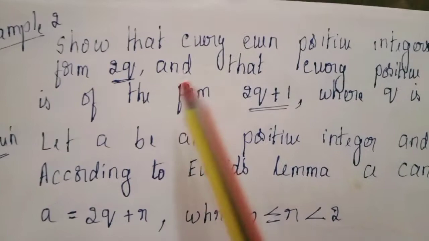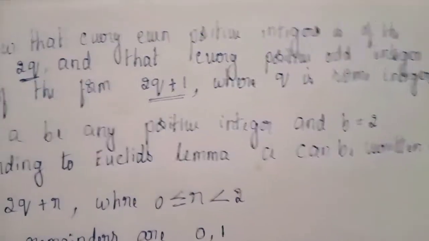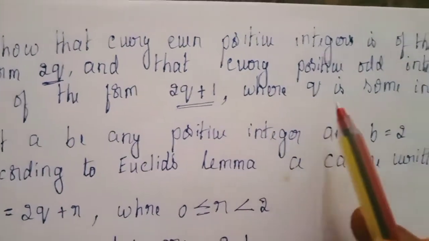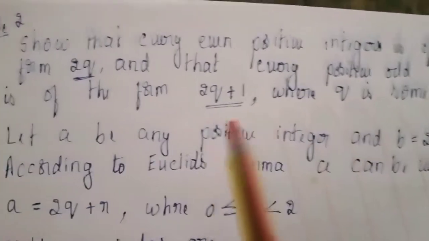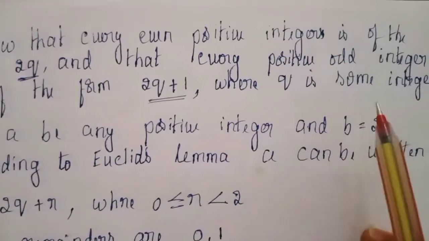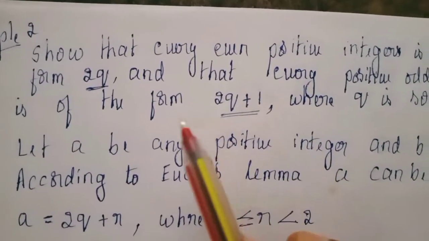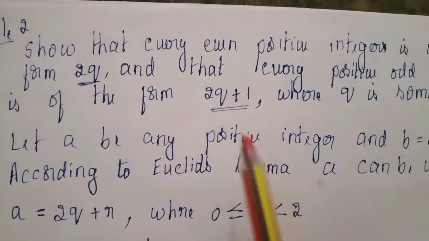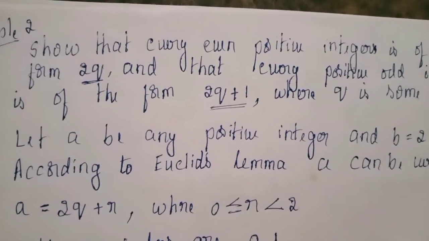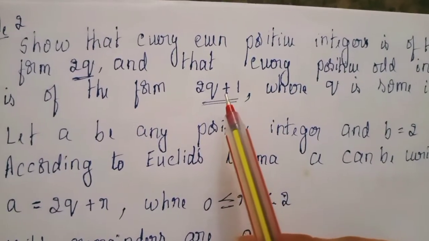So what is it asking? Show that every even positive integer is of the form 2q and that every odd positive integer is of the form 2q plus 1, where q is some integer. First, let us try to understand the concept behind this question. So it is asking to show that every even positive integer is in the form of 2q and every odd positive integer is in the form of 2q plus 1.